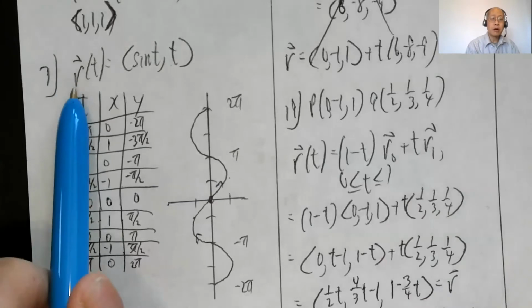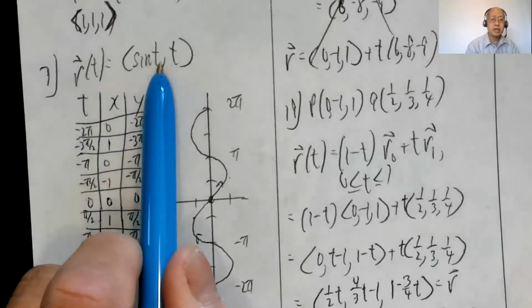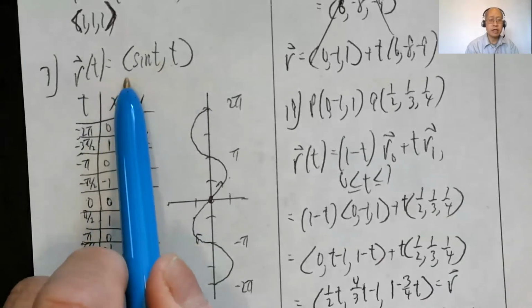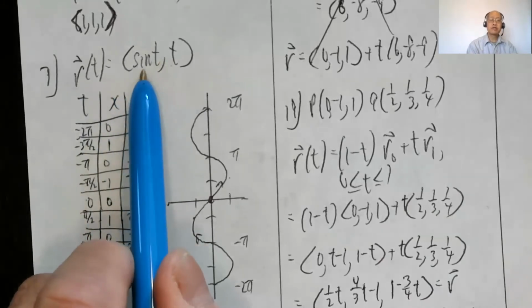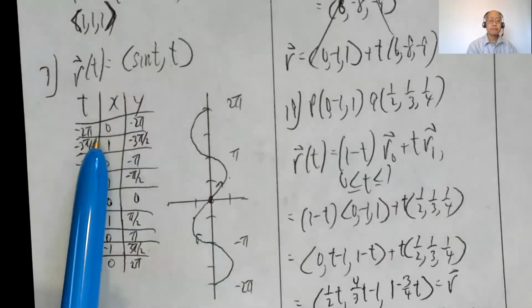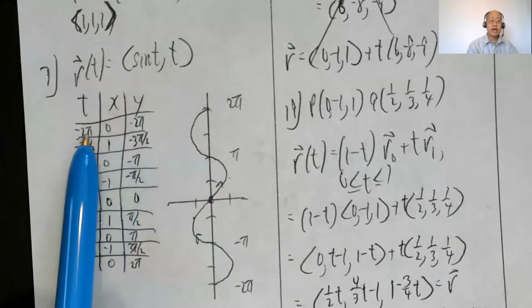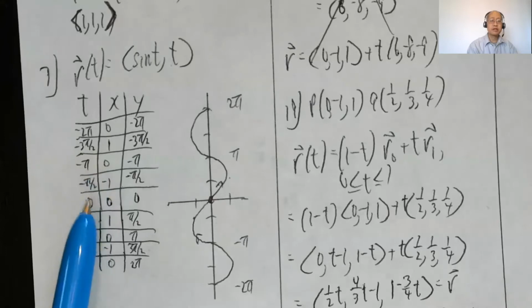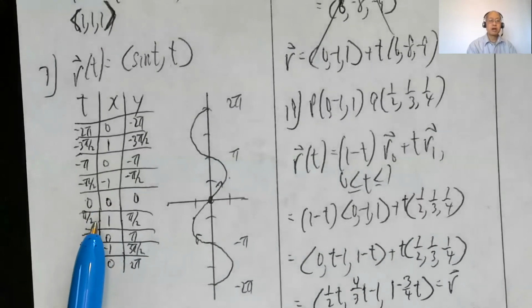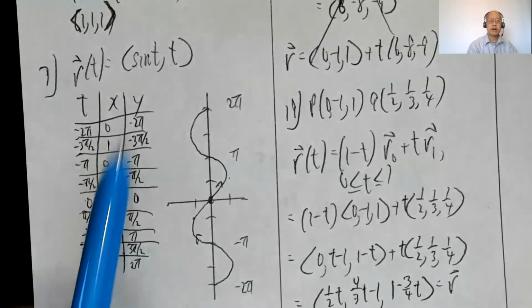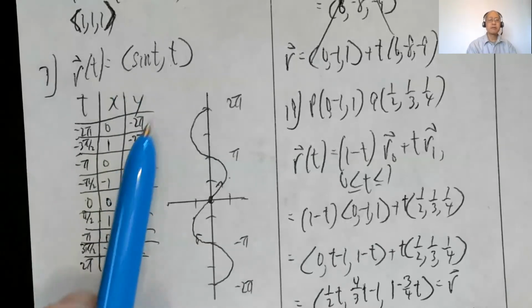Okay, 7. R of t is sine t, t. You're asked to make some kind of graph. It's 2 dimensions, so there shouldn't be any issue. This one involves trig, so I just decided to go from -2 pi to 2 pi. So plug in -2 pi, I get 0. -3 pi over 2 is 1. Negative pi is 0. Negative pi over 2 is -1. 0 is 0. Pi over 2 is 1. Pi is 0. 3 pi over 2 is -1. 2 pi is 0. So I'm just plugging right in here.